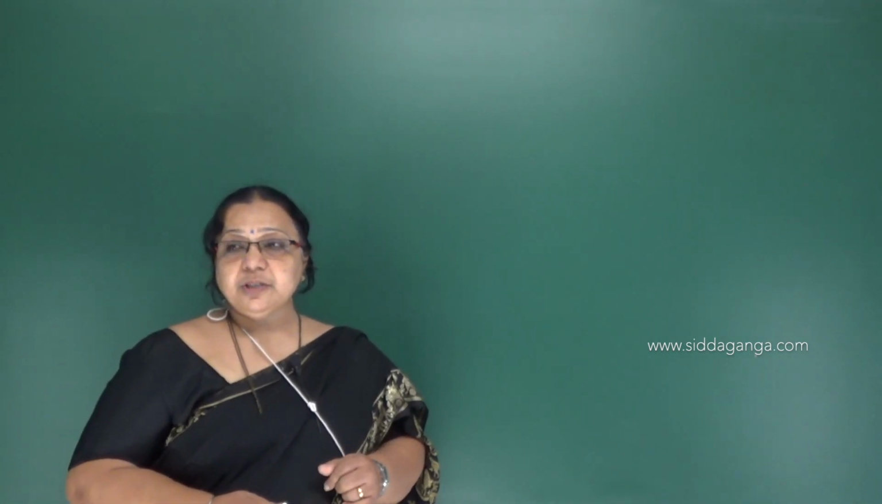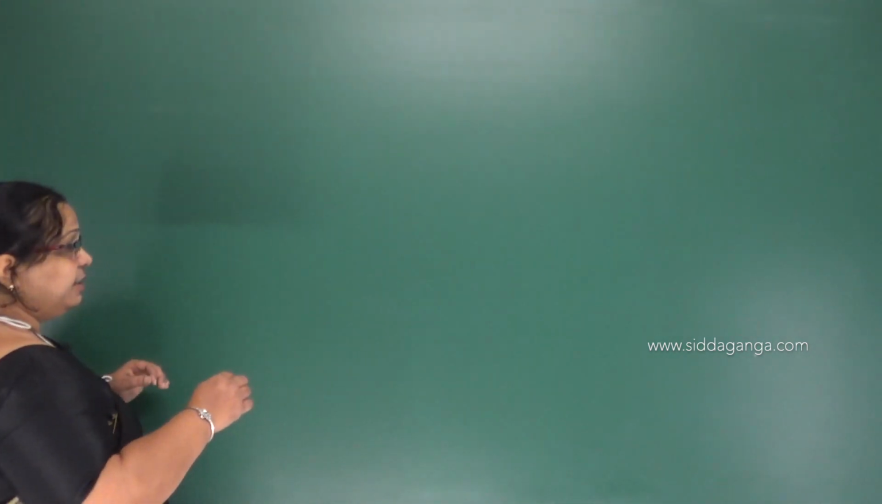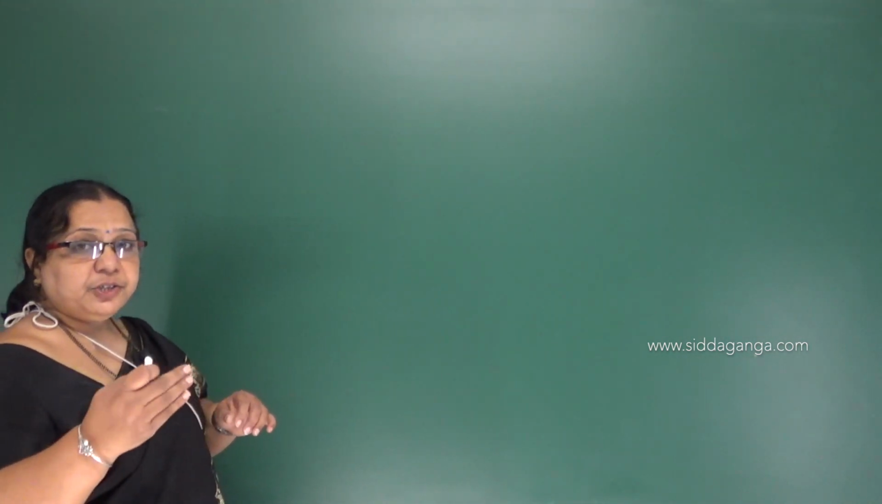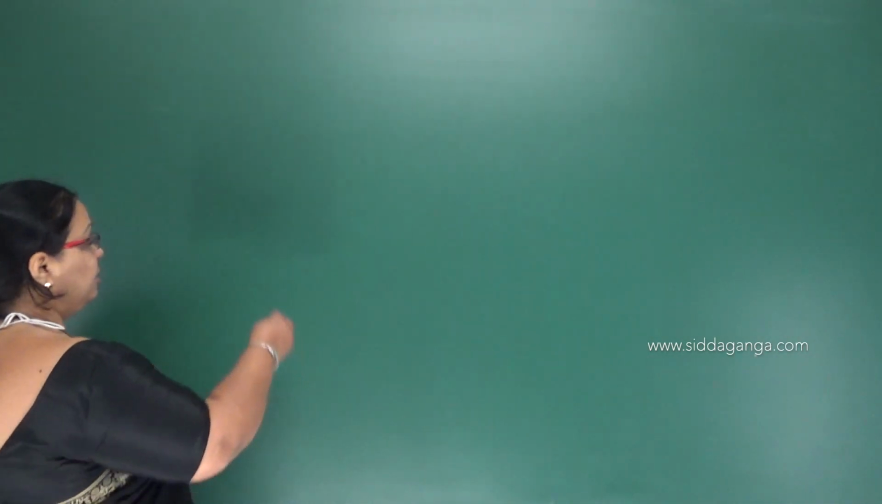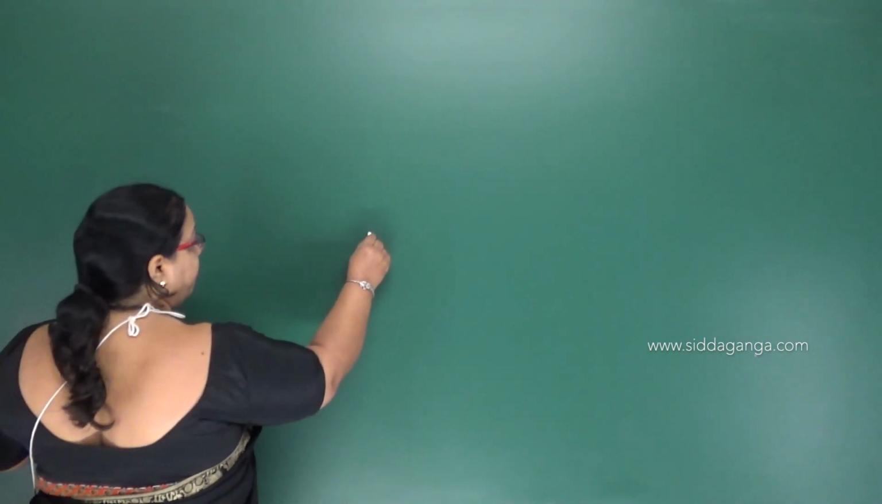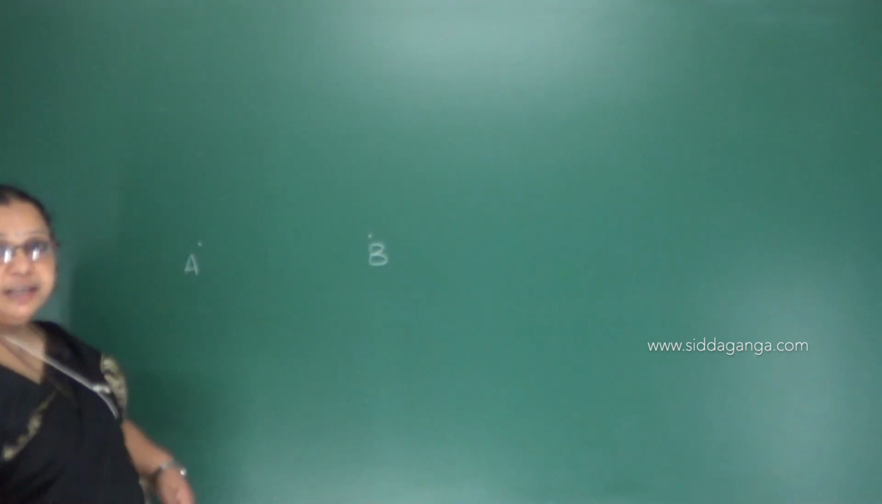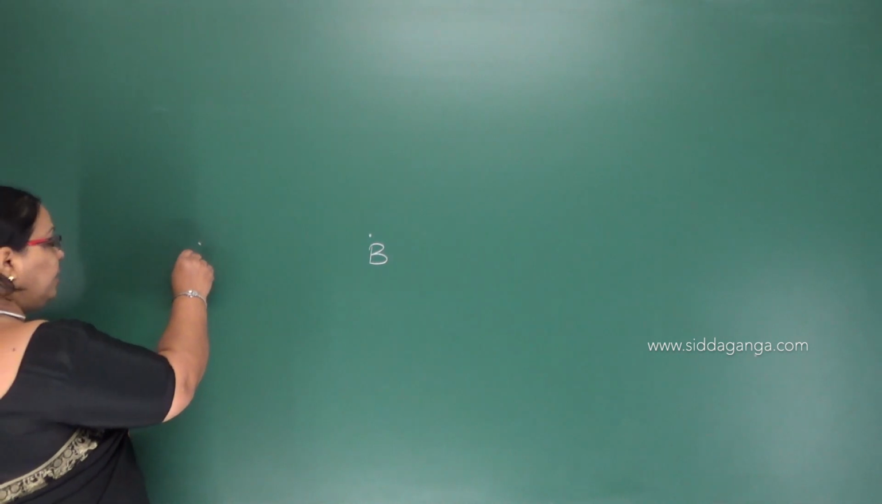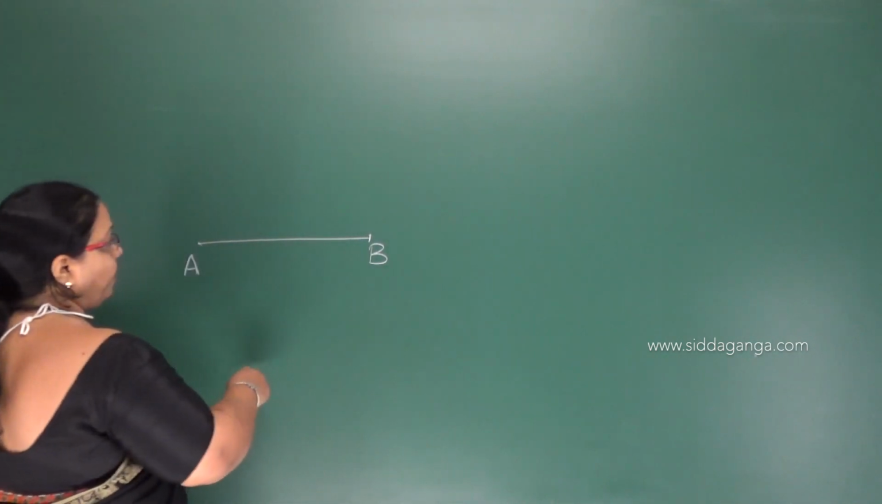One example, circle, I told. Another example is the perpendicular bisector. To get the equation of a perpendicular bisector, which is nothing but a straight line, we know that here there are 2 points. Take the first point as A and the second point as B. A and B are the 2 points. Now we have to join these 2 points.